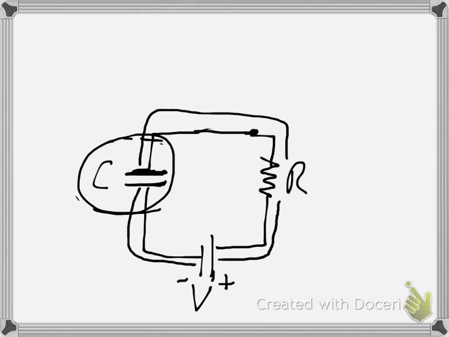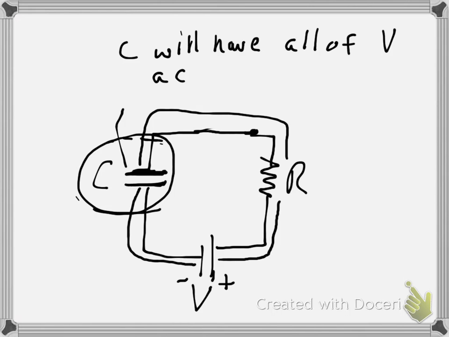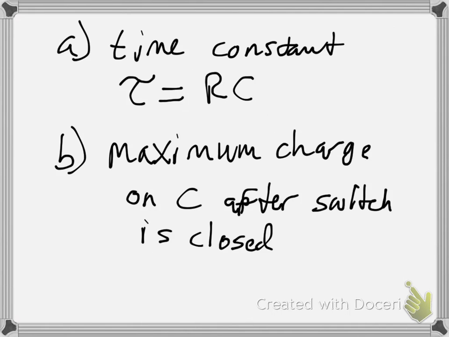And eventually the capacitor will have all of V across it. And if the capacitor has all of V across it, how much charge will that be? Well, you can find that from C equals Q over V. Solve that for Q. And part C is going to be a little bit trickier.